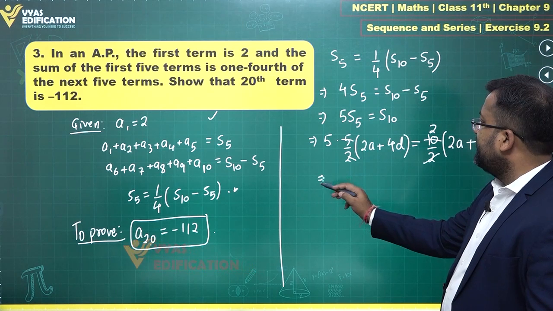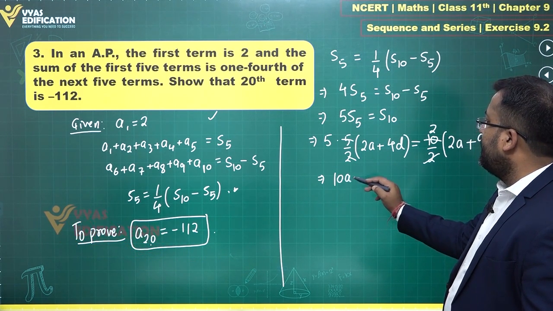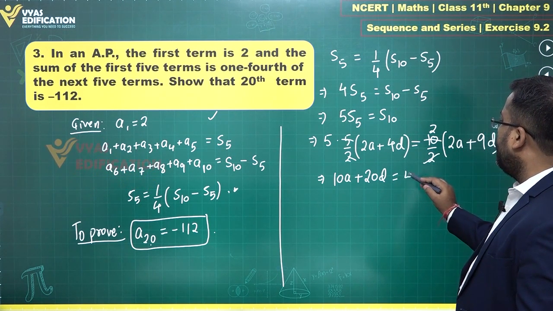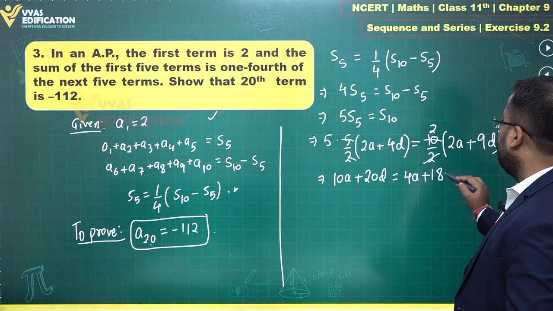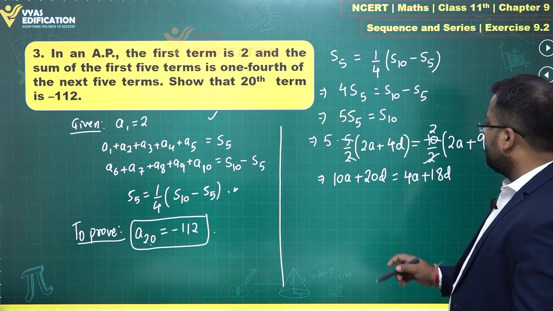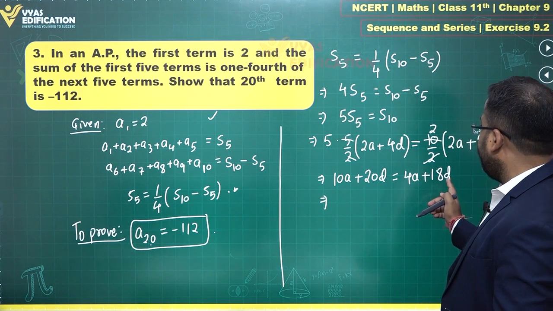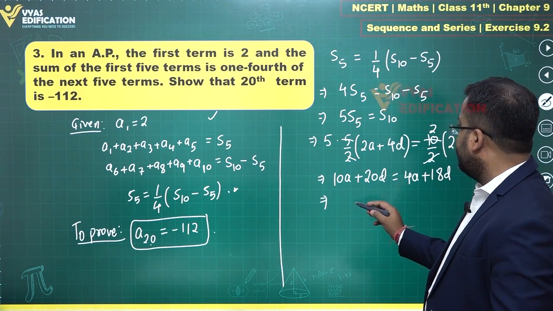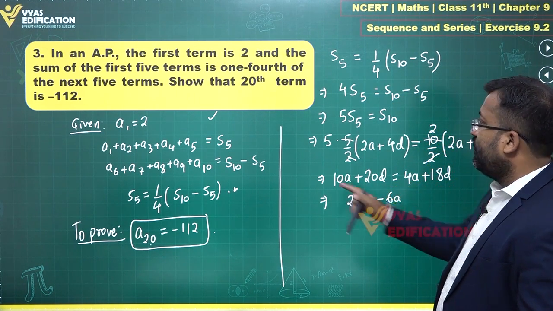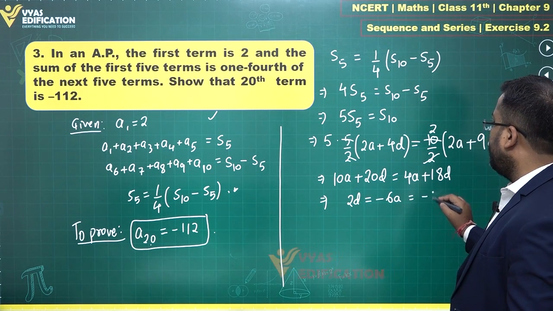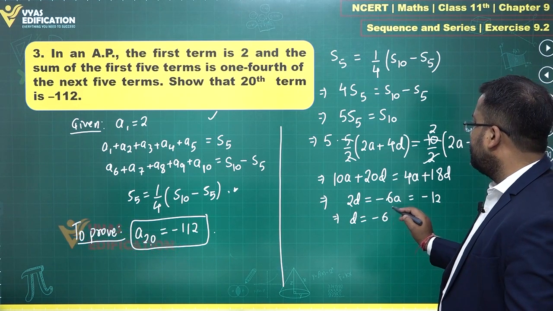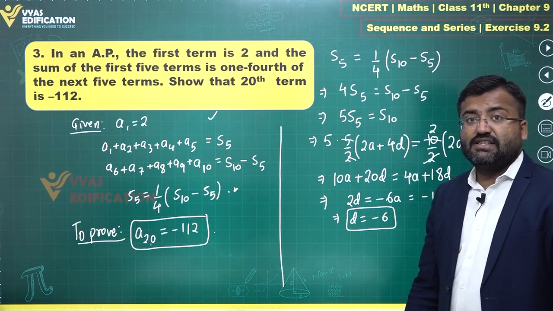Okay. Let's multiply these together. 5 times 2 is 10A plus 5 times 4 is 20D, which is equal to 4A plus 18D. If you can observe, 4A plus 18D. What else? 20D, 18D, what you get over here is 2D, which is equal to minus 6A. Now A is 2. This is minus 12. And that tells me D will be equal to minus 6.